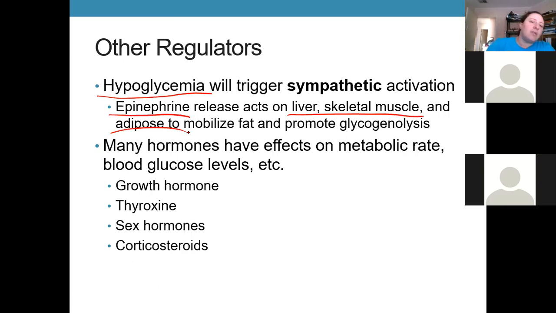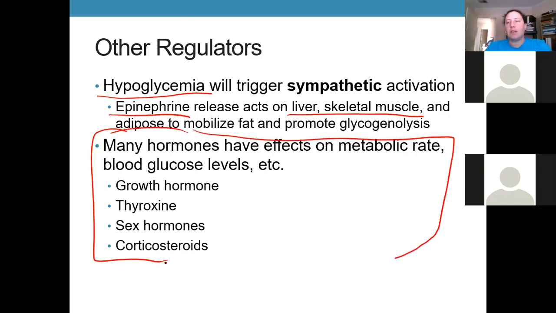And then other hormones can have an effect on metabolic rate and blood sugar, but we don't see them acting in that moment-to-moment, between-meals kind of a thing. They're going to have more long-term effects. So we're not going to worry about what else they can do. We'll just leave it at that for now.